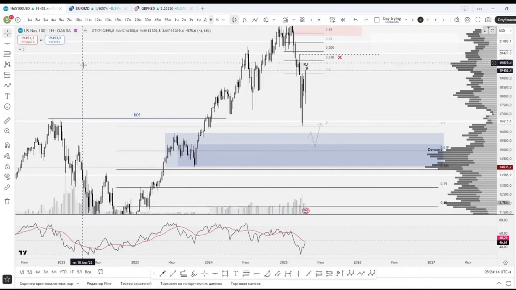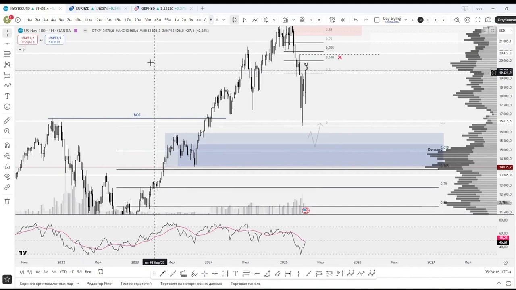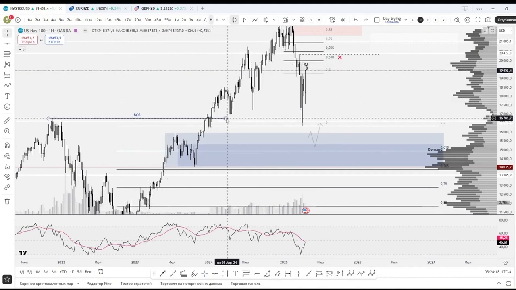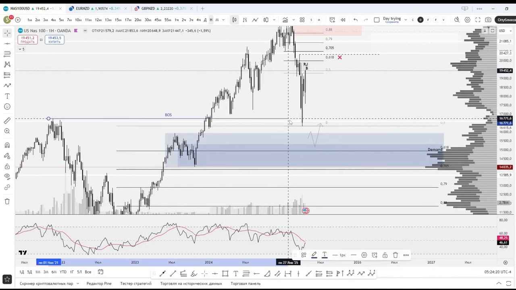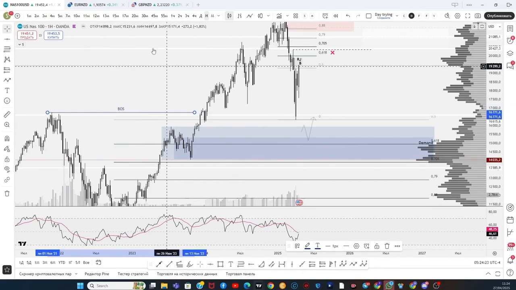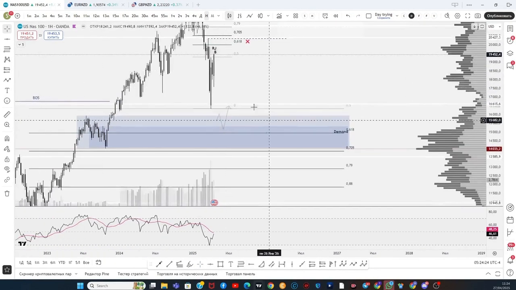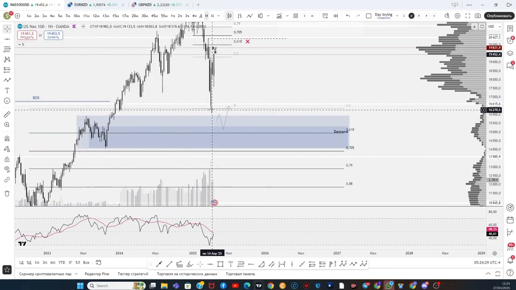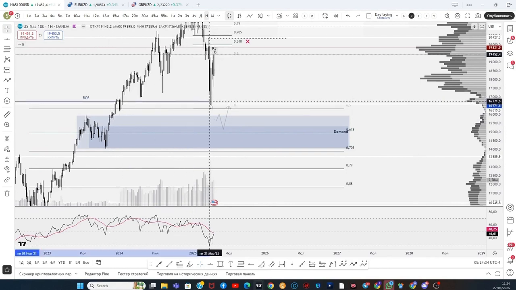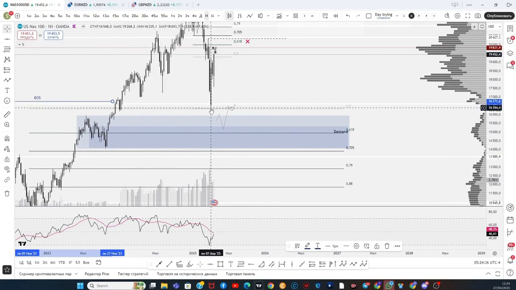Today we are analyzing the dollar index at 100. Let's get started. There has already been mitigation of the monthly structure here. An unworked monthly demand remains. We have already reacted from this level, plus a structure break, plus the 0.5 Fibonacci zone.